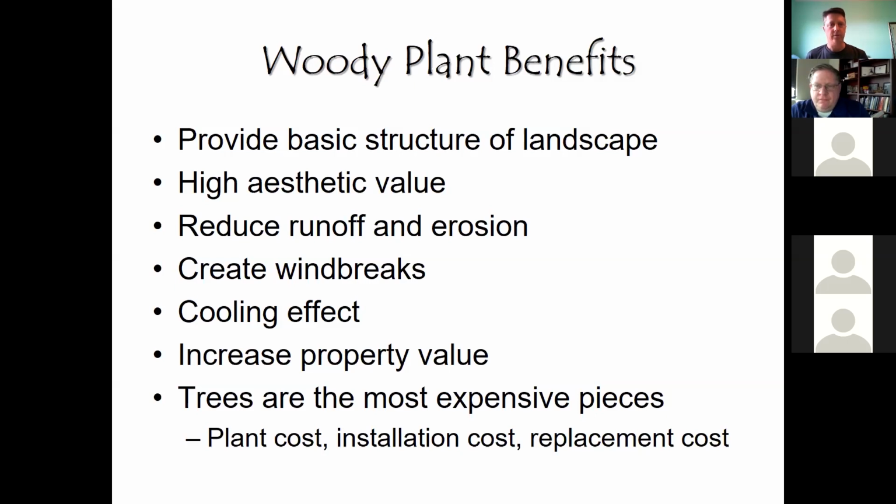They tend to also increase property values, and overall, trees typically are the most expensive pieces of the landscape, in that they typically have a high individual plant cost. They may have a high installation cost, and then replacement cost is typically high if they fail. And then there's also the cost of time that's lost if it's a tree that's been growing for a number of years and then fails, or is the wrong tree for that spot. So they tend to be fairly expensive.